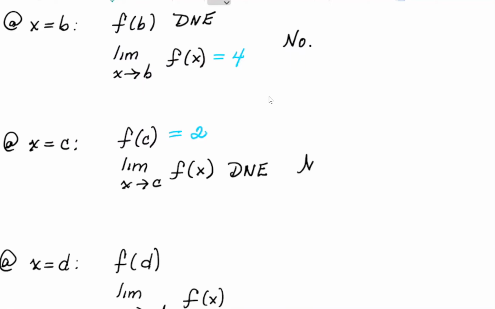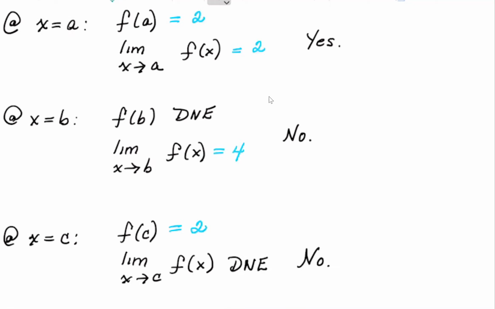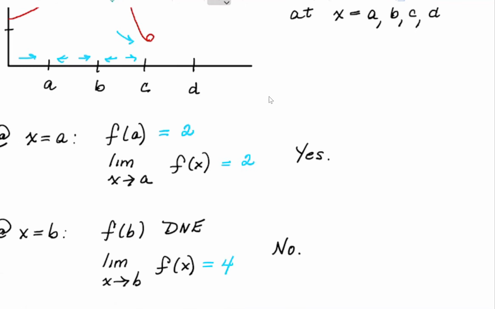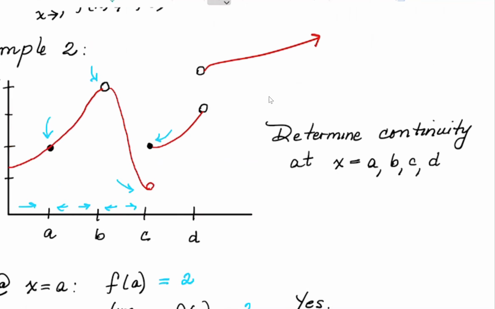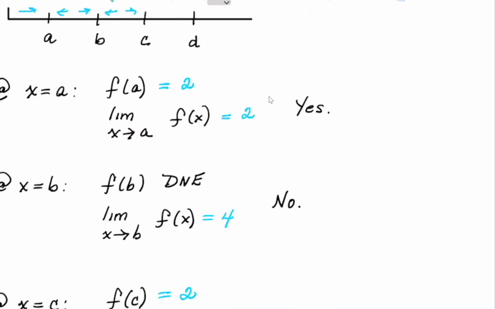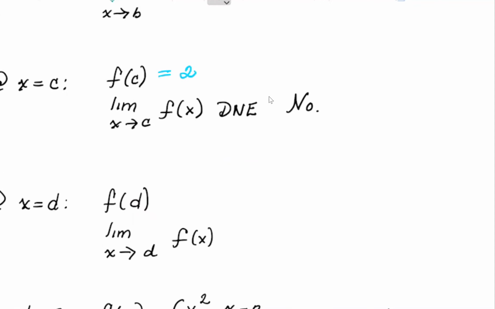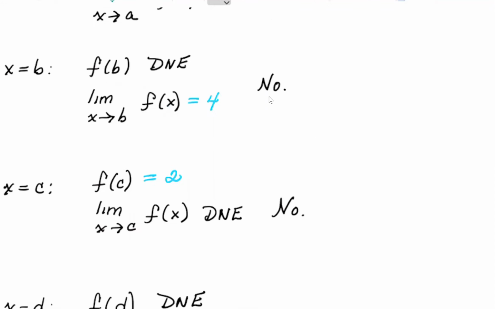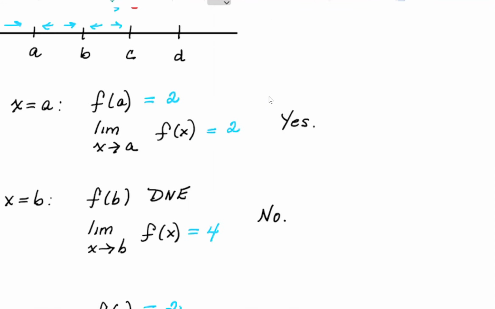So no, this function is not continuous at x equal to c. At x equal to d, not only does the function not exist, the limit does not exist either. So f of d does not exist. This limit does not exist. So no, our function is not continuous at x equal to d.